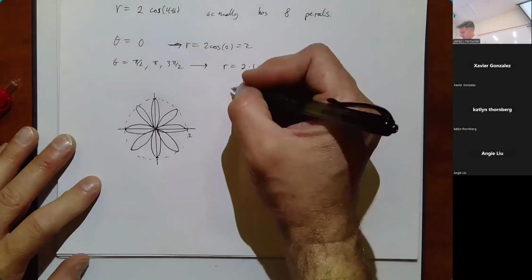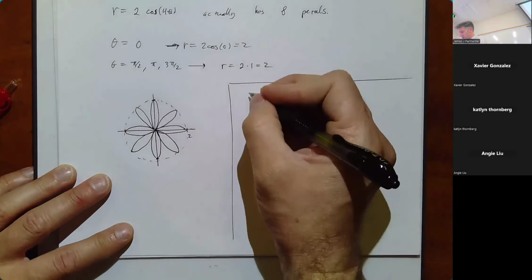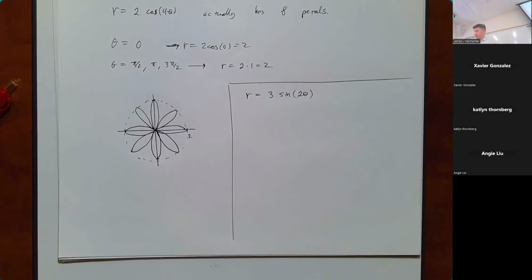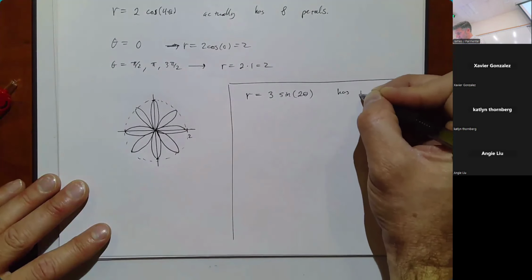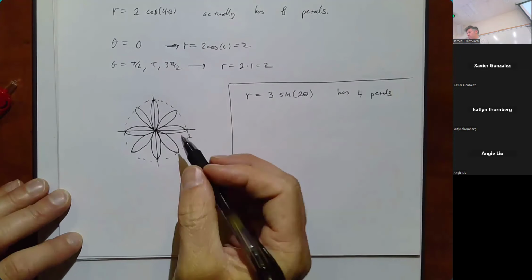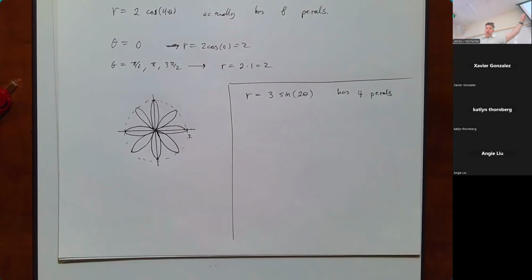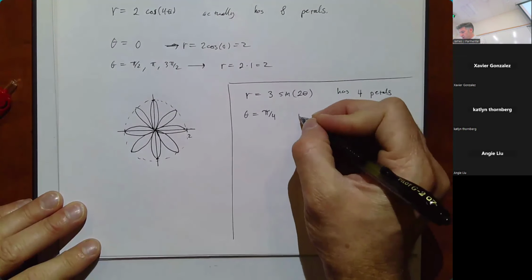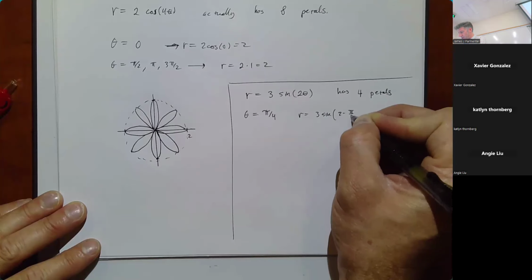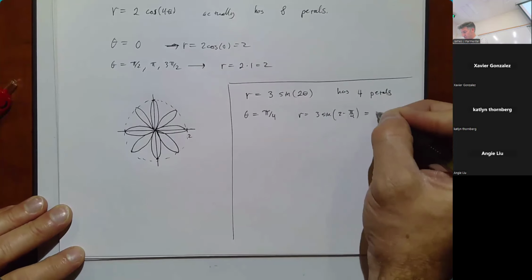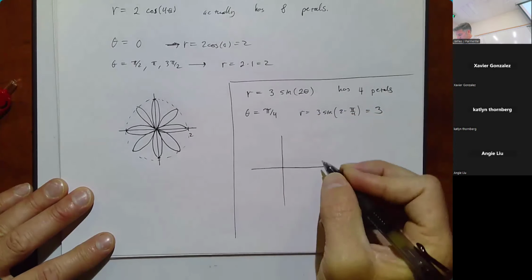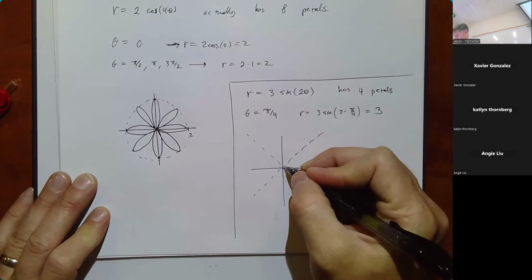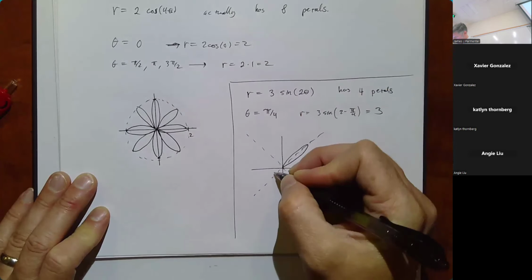And just to be complete here, if we were to graph, say, r equal to 3 sine of 2 theta, that's going to be a 4-petal rose. But the petals are off axis, meaning you don't get the largest value of the function when you plug in one of the four directions. If you plug in, for example, theta equal to pi over 4, r is going to be 3 times sine of 2 times pi over 4. 2 times pi over 4 is pi over 2. Sine of pi over 2 is 1, so we get 3. So our petals are looking like this.